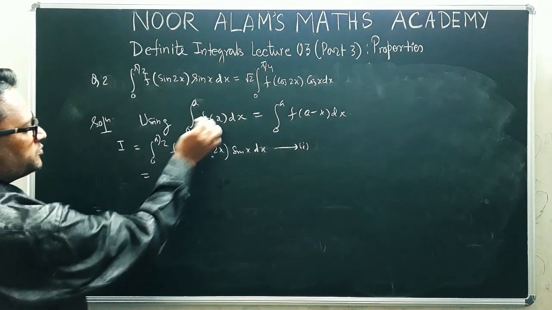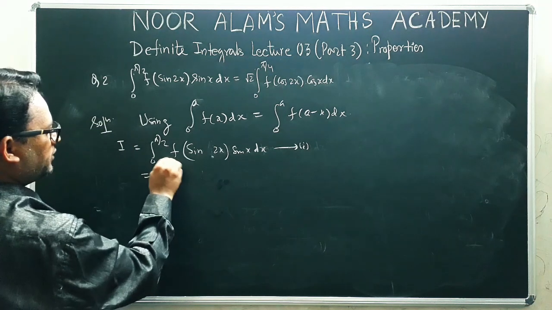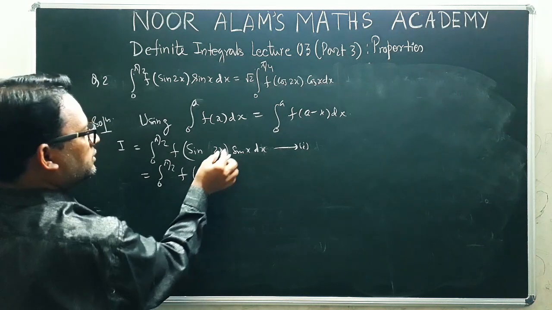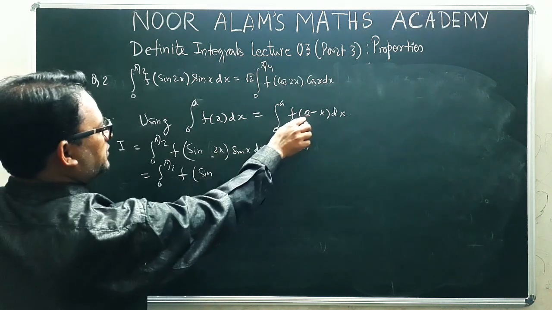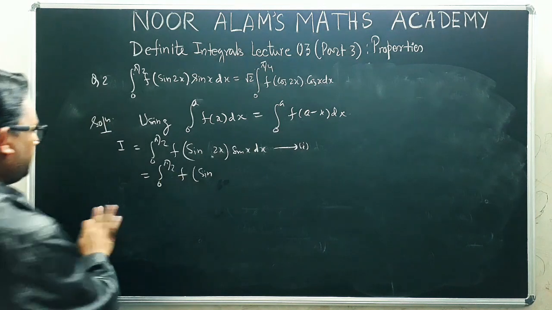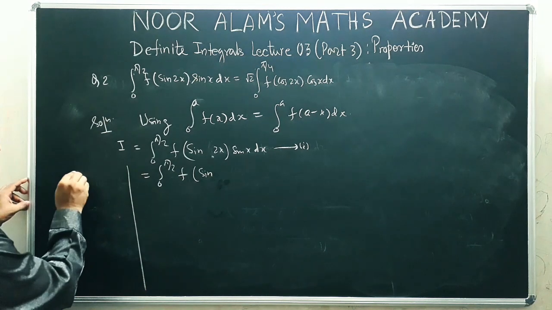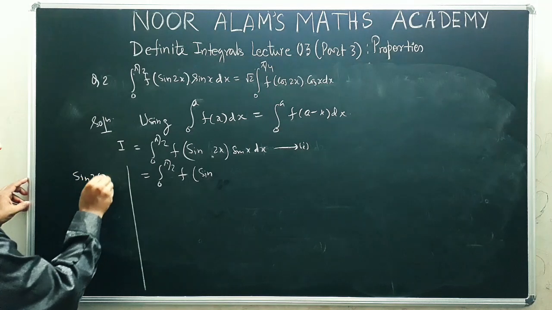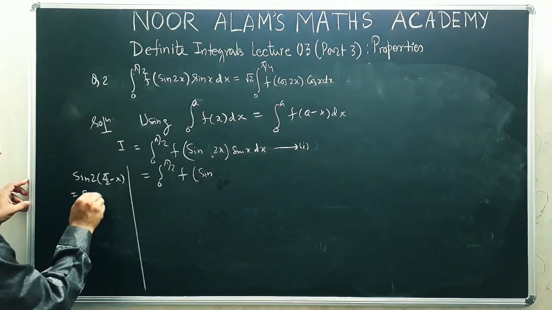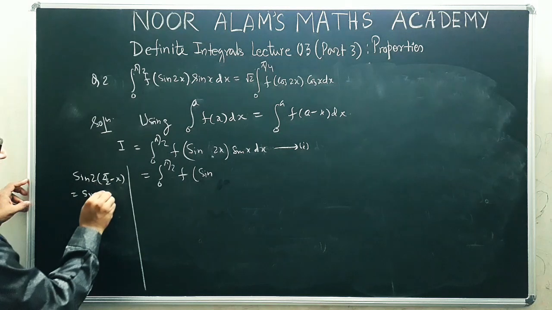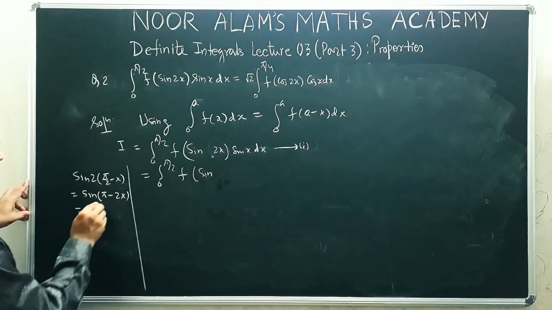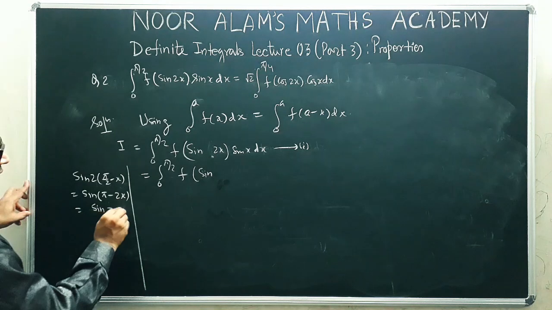Okay, now using this property, what will happen? The integral from 0 to pi by 2 of f(sin ...), now x is replaced by a minus x, that means pi by 2 minus x. So what will happen if you replace sin 2x with x replaced by pi by 2 minus x? You can write sin of 2 into (pi by 2 minus x), the 2 cancels out, we get pi minus 2x, and we know that in the second quadrant sine is positive, so we get sin 2x.